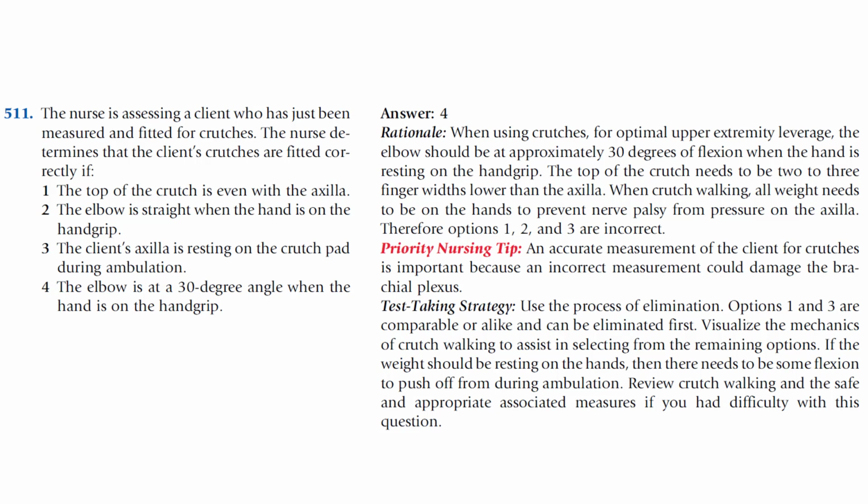Answer: 4. Rationale: when using crutches, for optimal upper extremity leverage, the elbow should be at approximately 30 degrees of flexion when the hand is resting on the hand grip. The top of the crutch needs to be 2 to 3 finger widths lower than the axilla. When crutch walking, all weight needs to be on the hands to prevent nerve palsy from pressure on the axilla. Therefore, options 1, 2, and 3 are incorrect.